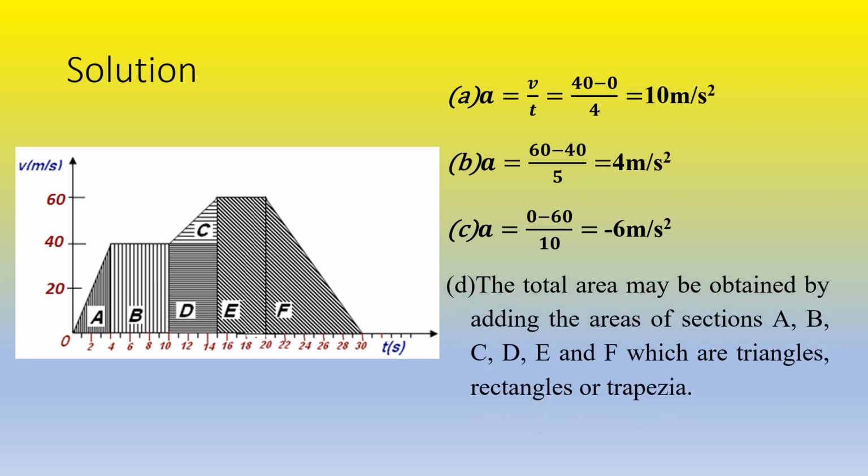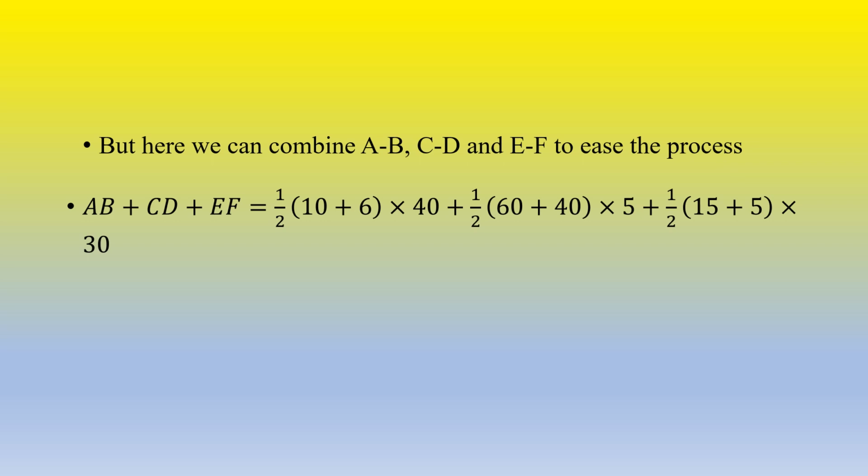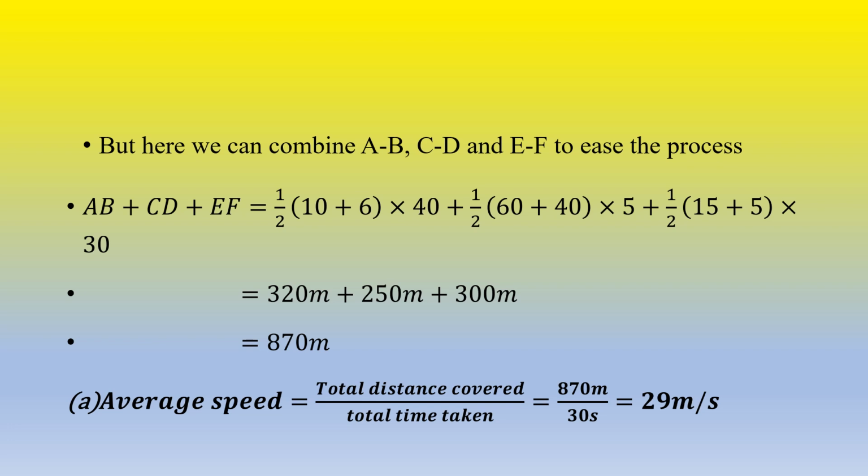D. The total area may be obtained by adding the areas of sections A, B, C, D, E and F, which are triangles, rectangles, or trapezia. But here we can combine A with B, C with D, and E with F to ease the process. That is 1/2 (10 plus 6) times 40, plus 1/2 (60 plus 40) times 5, plus 1/2 (15 plus 5) times 30, equals 320 meters plus 250 meters plus 300 meters equals 870 meters. Average speed equals total distance covered over total time taken, equals 870 meters over 30 seconds equals 29 meters per second.